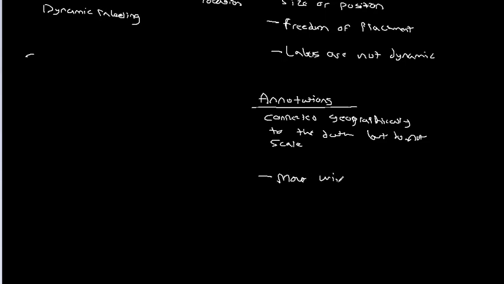Or should I say relative to the data? So again, if you pan your data set around in the map frame, the annotation labels will move relative to the data, which can be really helpful, again, compared to that graphic text. You don't have to do everything by hand anymore.